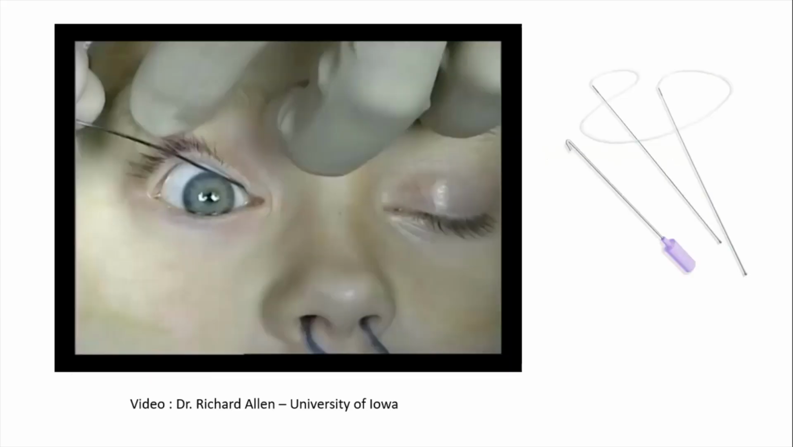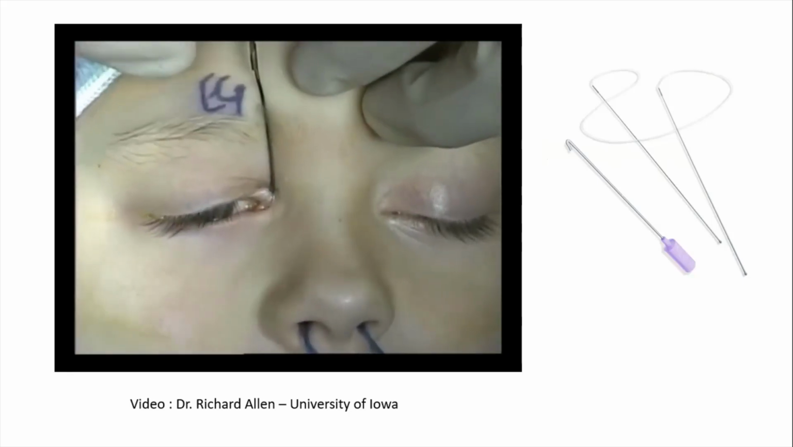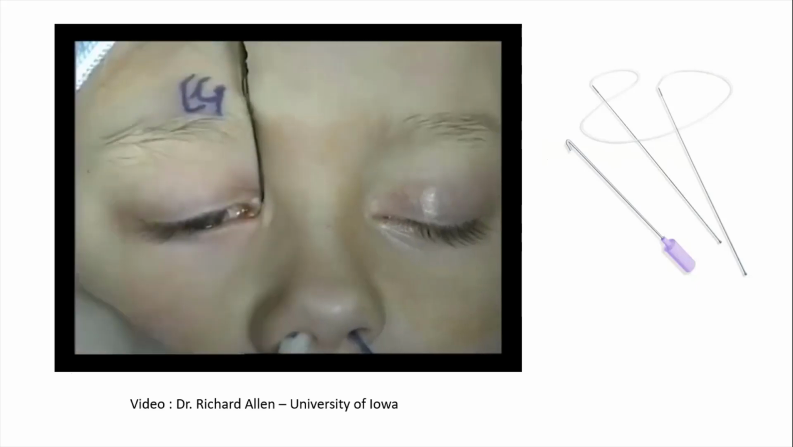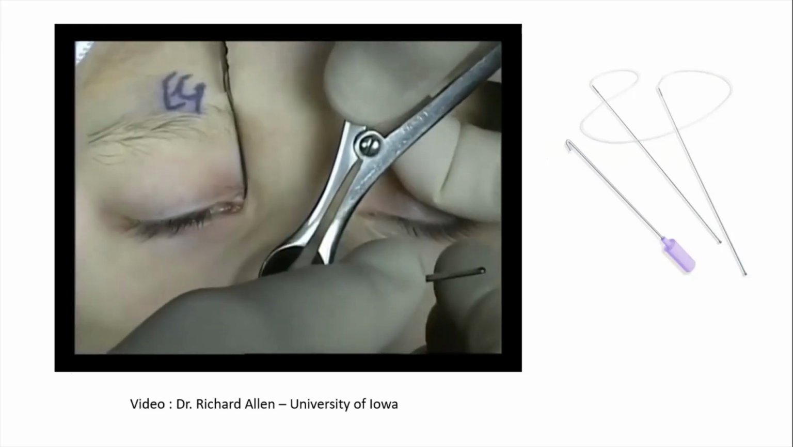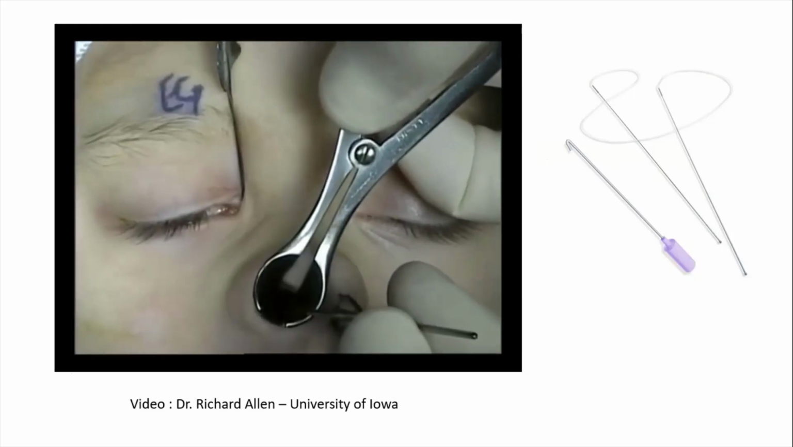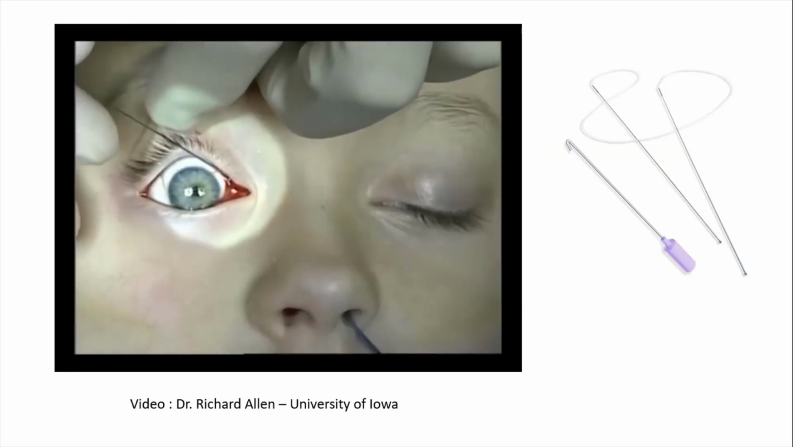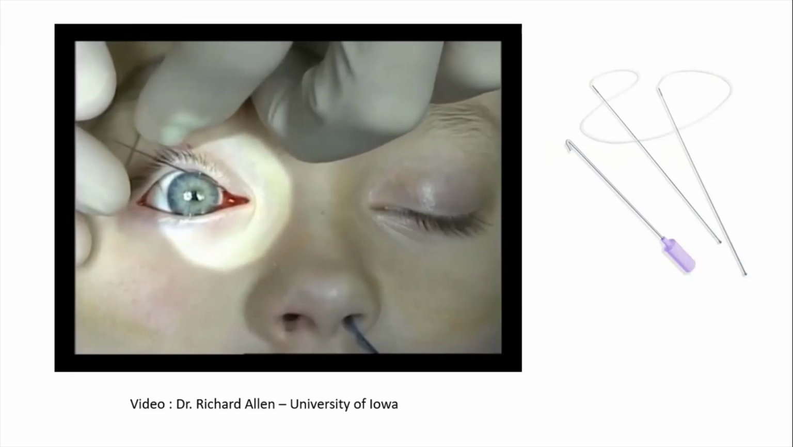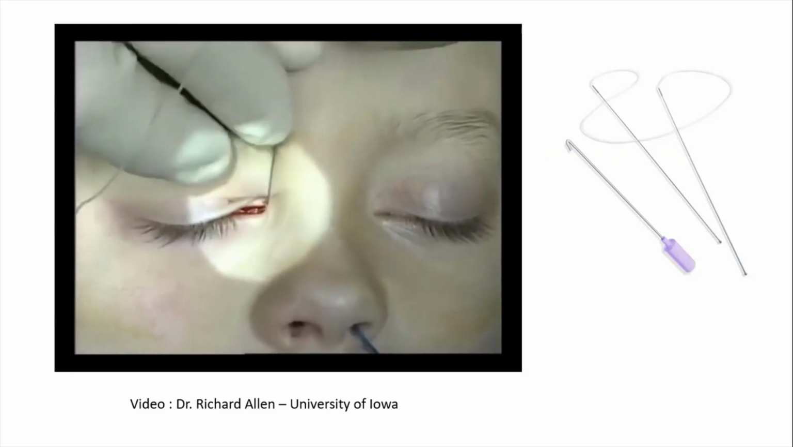So this video I have taken from YouTube by Dr. Richard Allen. So here he's placing the Bowman's probe and confirming its position in the nasolacrimal duct by placing another Bowman's probe and seeing a metal on metal contact. So that is another technique, just like the spring back test, you can do this.